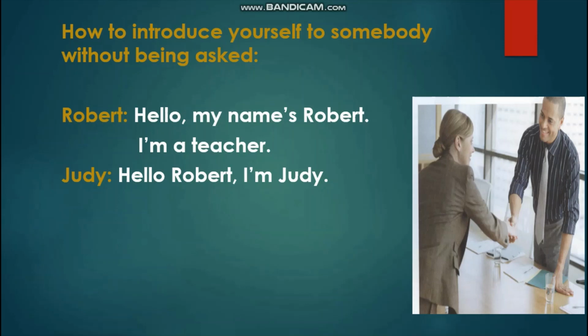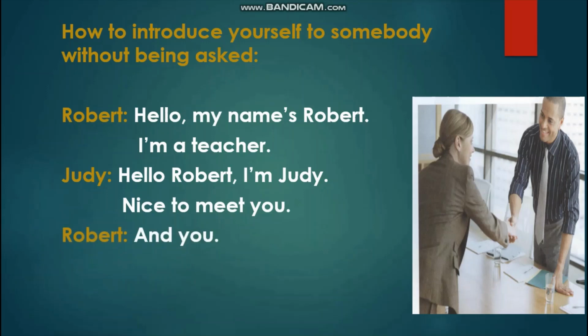Judy said, "Hello Robert, I'm Judy." Yes, she said her name, also she said hello. Okay, nice to meet you, يعني سررت بلقائك. She's telling Robert that. Okay, then Robert says, "And you." And you means and you, nice to meet you. وأنت أيضا سررت بلقائك. This is the way that we introduce ourselves to somebody without being asked, and it's very important to learn and know.